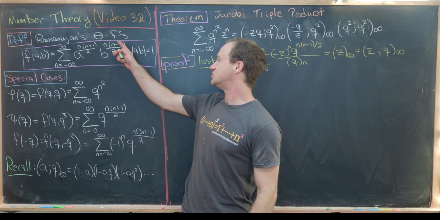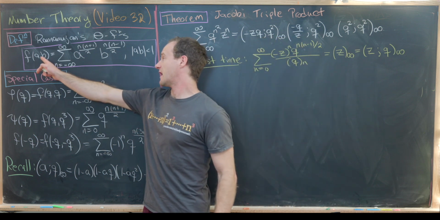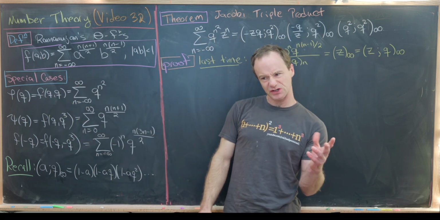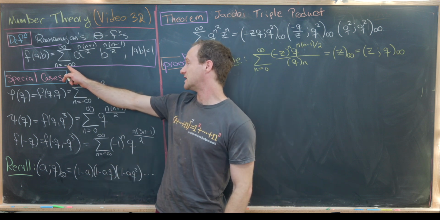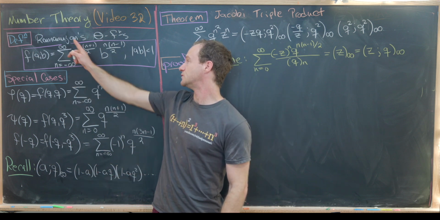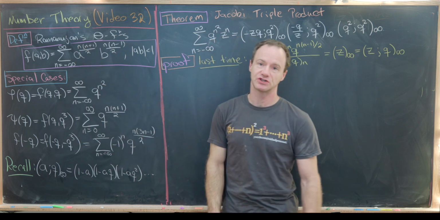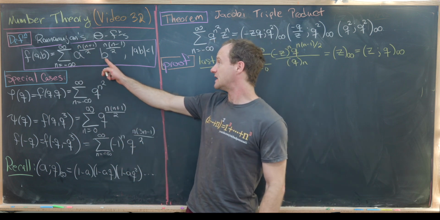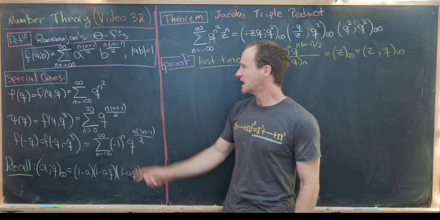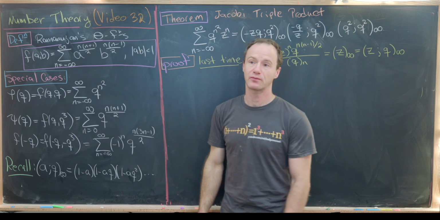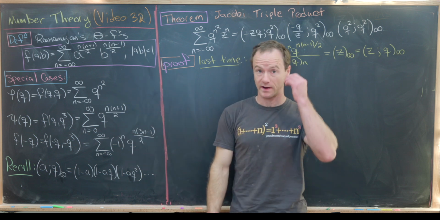So Ramanujan's general theta functions are defined as follows. f of a, b, so we've got these two variables a, b, is defined to be the sum as n goes from minus infinity to infinity of a to the n times (n plus 1) over 2 times b to the n times (n minus 1) over 2. And this is defined on the region where the product of a and b has modulus less than 1.